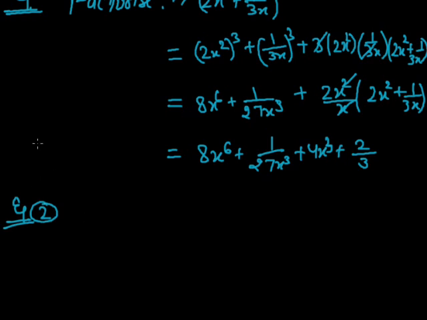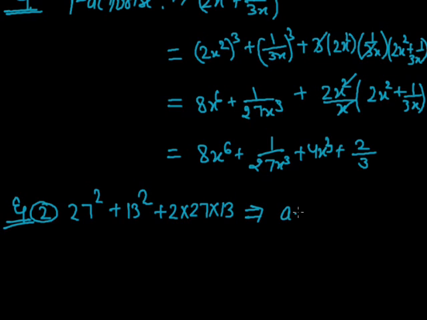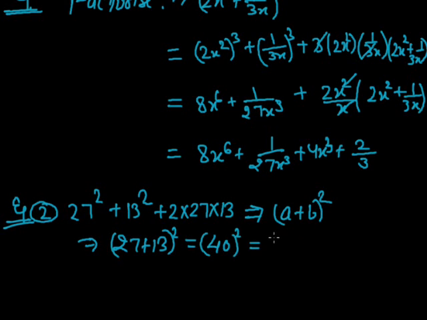Now write down the next sum. We have to calculate the value of 27 square plus 13 square plus 2 into 27 into 13. By comparing it with the identities, we see that this is the first identity, a square plus b square plus 2ab, that is the identity of a plus b whole square. So a is 27 and b is 13, so it will be given by 27 plus 13 whole square, that is 40 whole square, that is 40 into 40, that is 1600. That is the answer. In this way we can solve the sum.